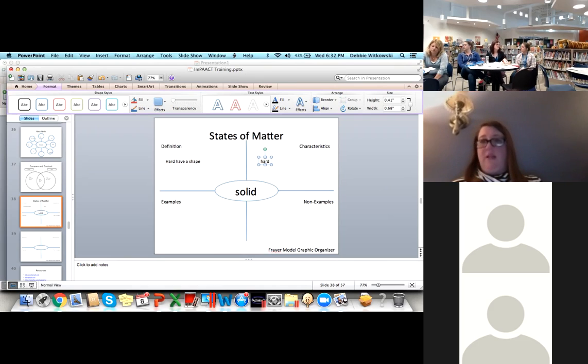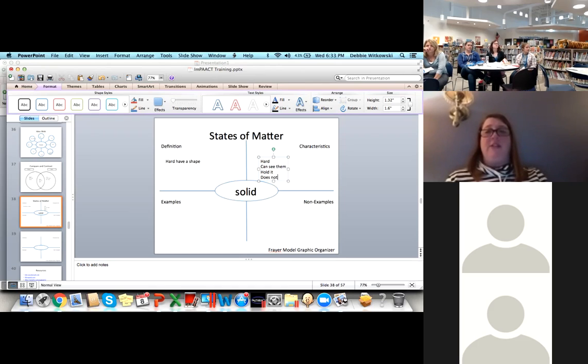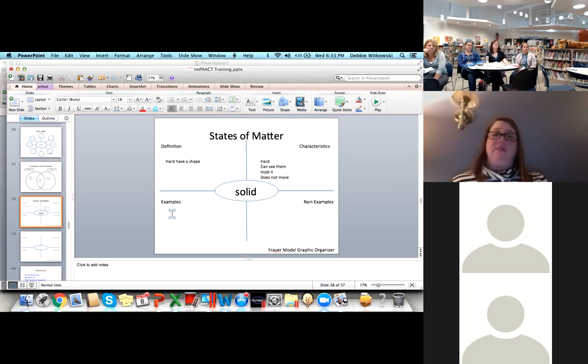Did you just ask about more characteristics? Yes. You can see them, okay. You can hold it, good. That's great. Another thing is that when you compare a solid to a liquid or a gas, it does not move by itself, right? There's no movement on its own. Okay. So then what are some examples of a solid?